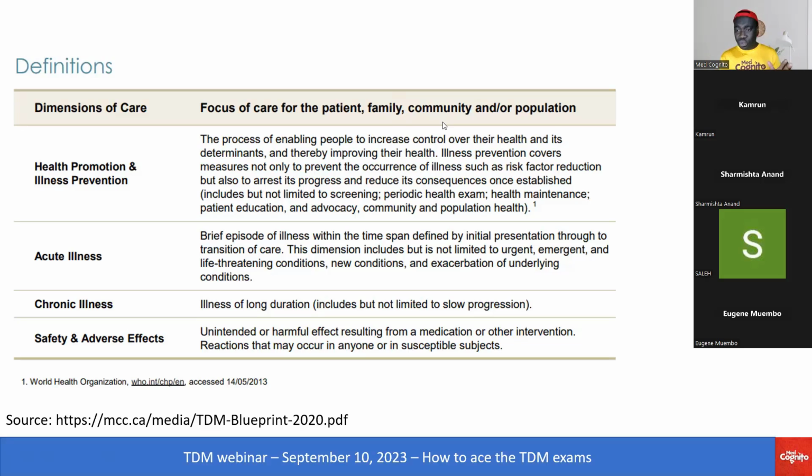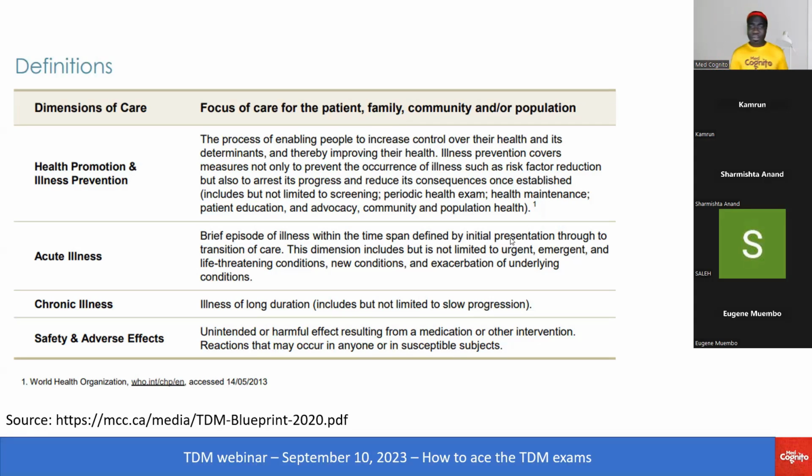So when we go to health promotion, what are we supposed to know? Remember that there are only four things you need to know for this exam. Number one, the process of enabling people to increase control over their health and its determinants, and thereby improving their health. Illness prevention covers measures not only to prevent the occurrence of illness, such as risk factor reduction, but also to arrest its progress and reduce its consequences once established.